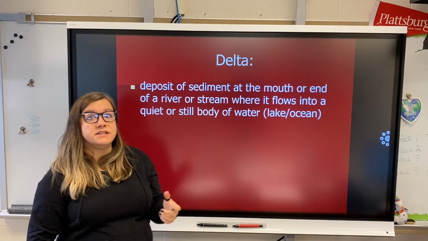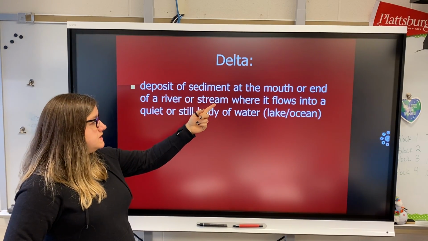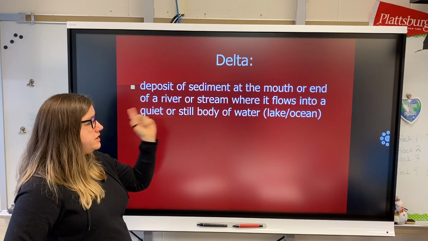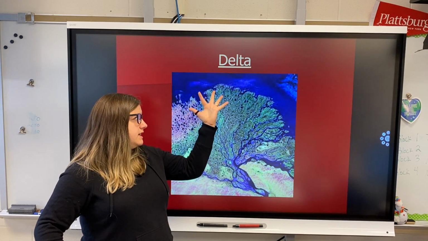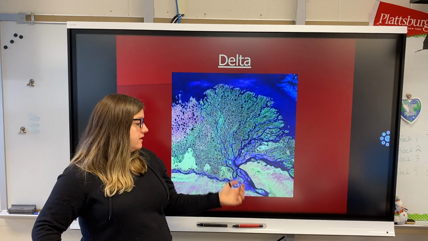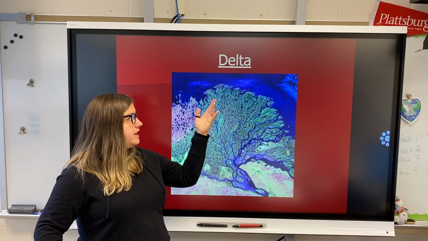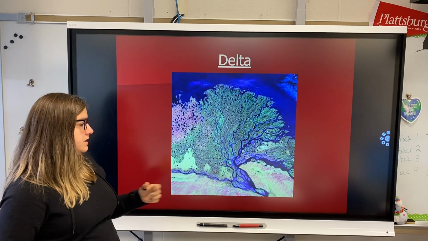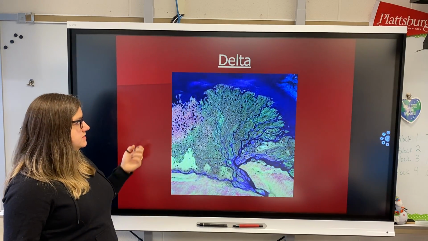And then we have deltas. You need to know what deltas are. They're the positive sediments at the mouth or the end of the river or stream where it flows into a still body of water. So here you have a delta, and it kind of looks like a tree, that the water is then flowing slowly, so everything kind of gets deposited at random places until it goes out into the ocean. Just because the water's moving so slow, it can't move a lot of sediments quickly.